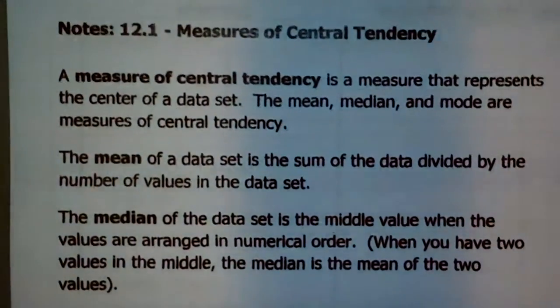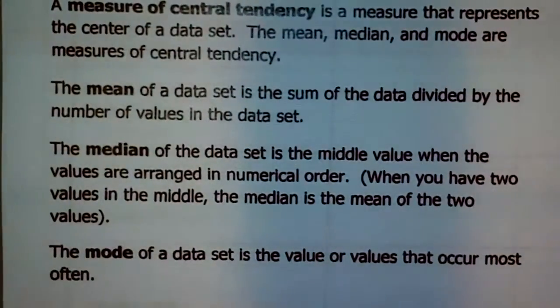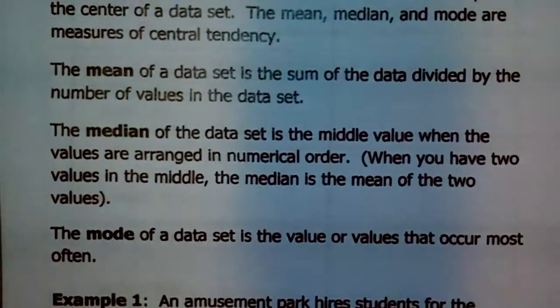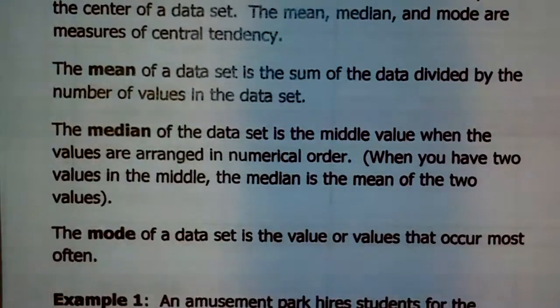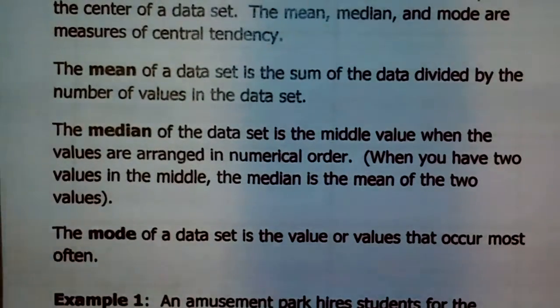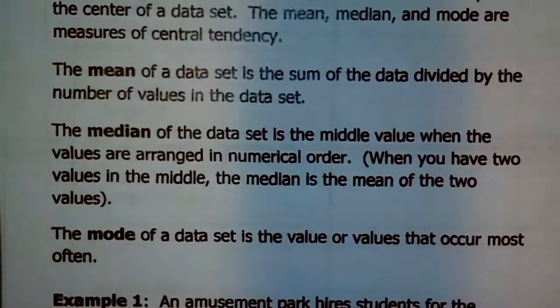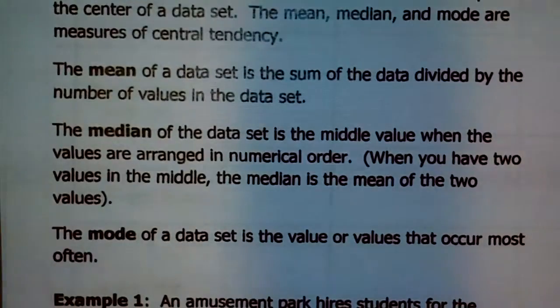The median is the middle. It's the number that's in the middle when the numbers are all arranged in numerical order. When you have two values in the middle, you can't have two middles, so you just find the mean of the two middle values, and then you have your median. And finally, the mode. The mode is just the number in the data set that appears the most. It's not just a value that occurs more than once, it's one that occurs the most in the data set.